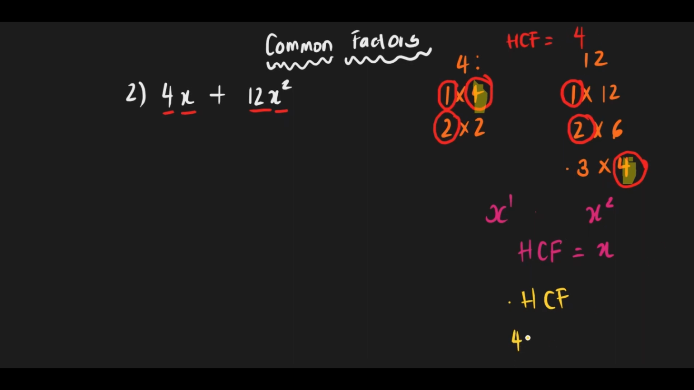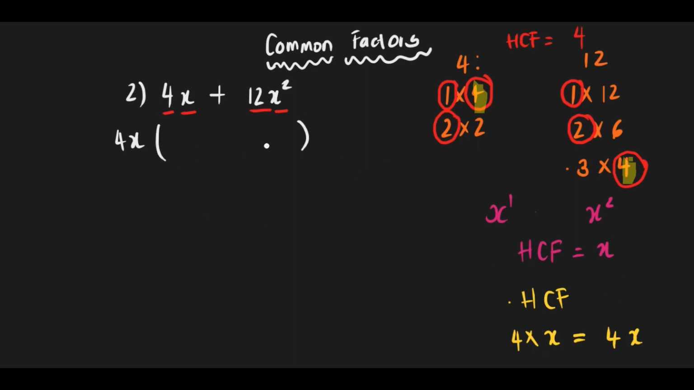So it's going to be 4 multiplied by x, which is going to give us 4x. So this is the one that's going to go outside the bracket. That's our highest common factor for this question. So we're going to write 4x here. Then we're going to open a bracket. Then we're going to close a bracket.